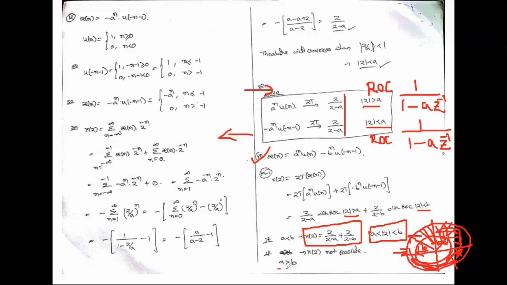And if a is greater than b, then X(z) has no common region, since a is the radius and b is smaller than a.